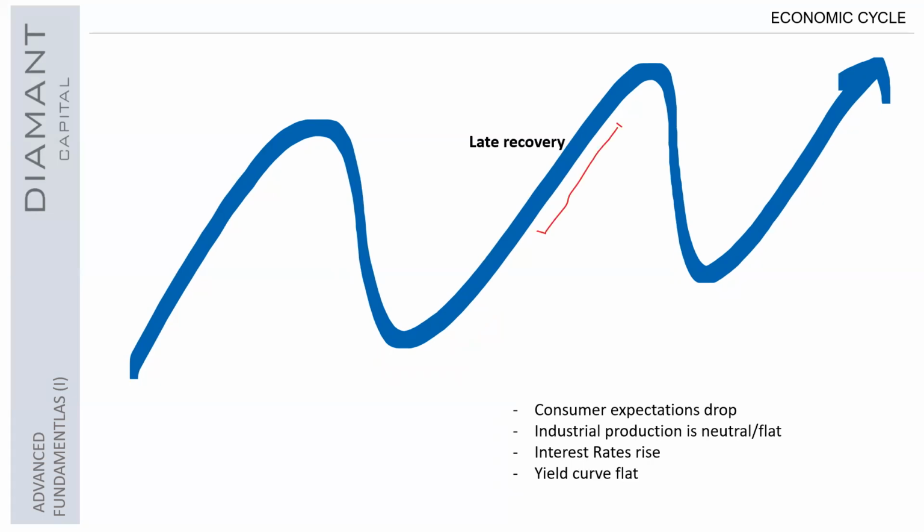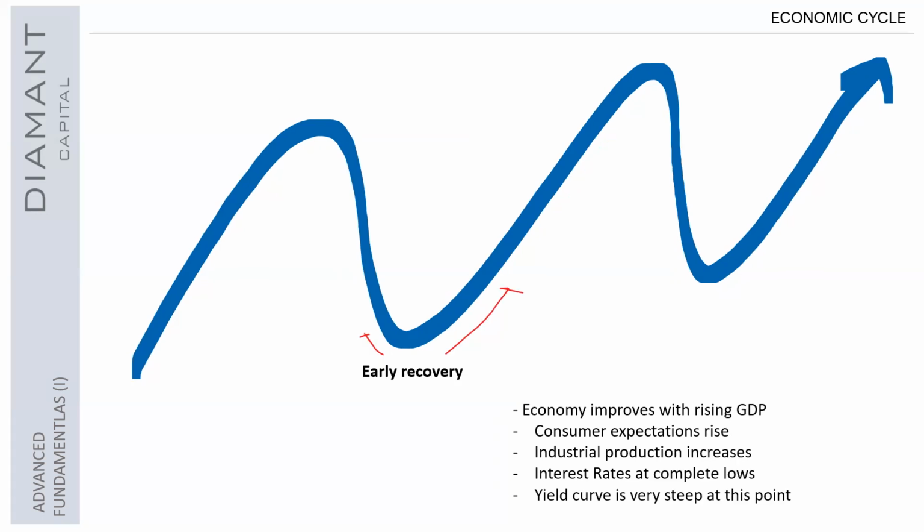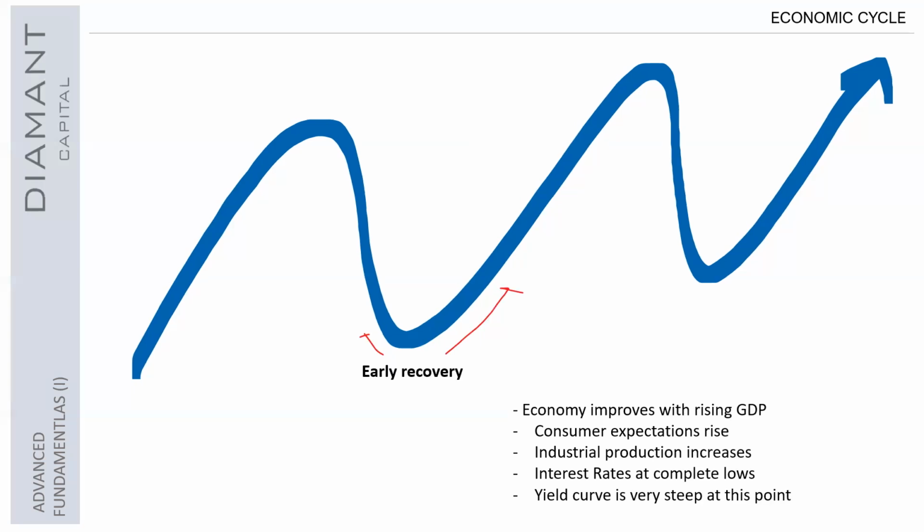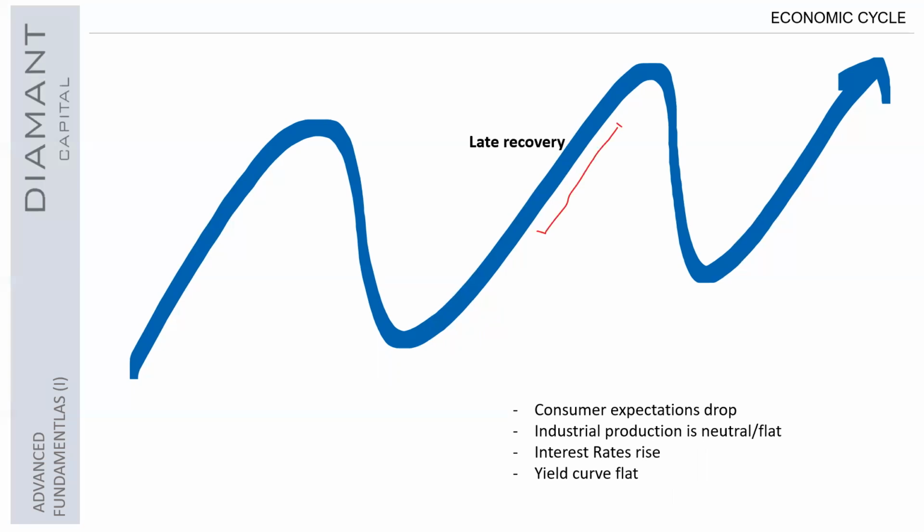Then after that, you get the late recovery where consumer expectations drop, industrial production is neutral or flat. In comparison to the previous stage where we had the early recovery, this is where the economy starts to boom again as it once was. In the late recovery, industrial production is quite low. Interest rates start rising as well. The central banks have to take action against all that inflation that is happening in this stage. And then, of course, the yield curve remains flat as well.